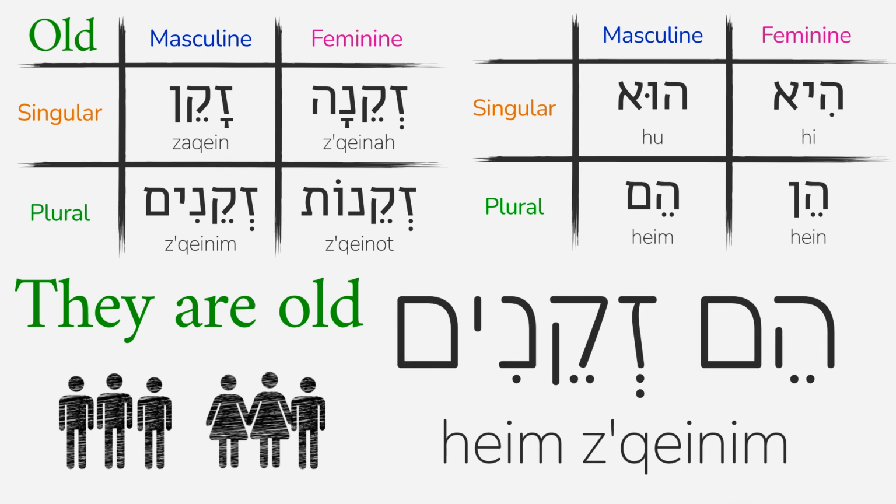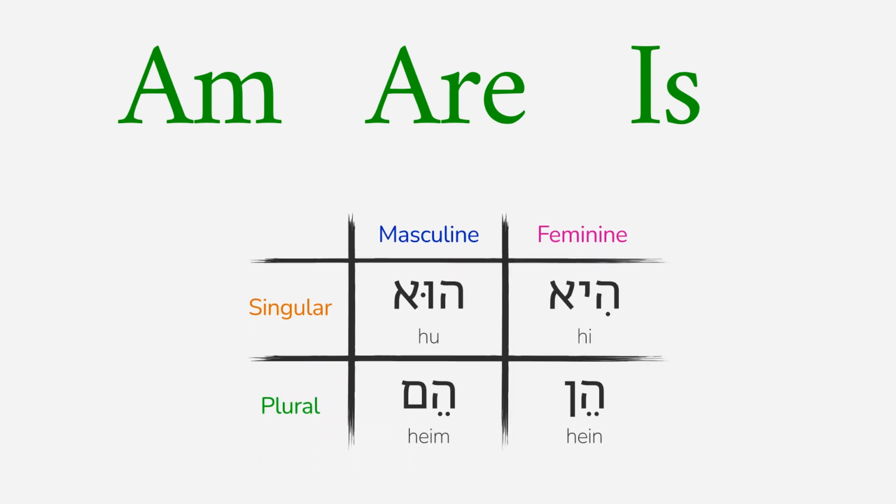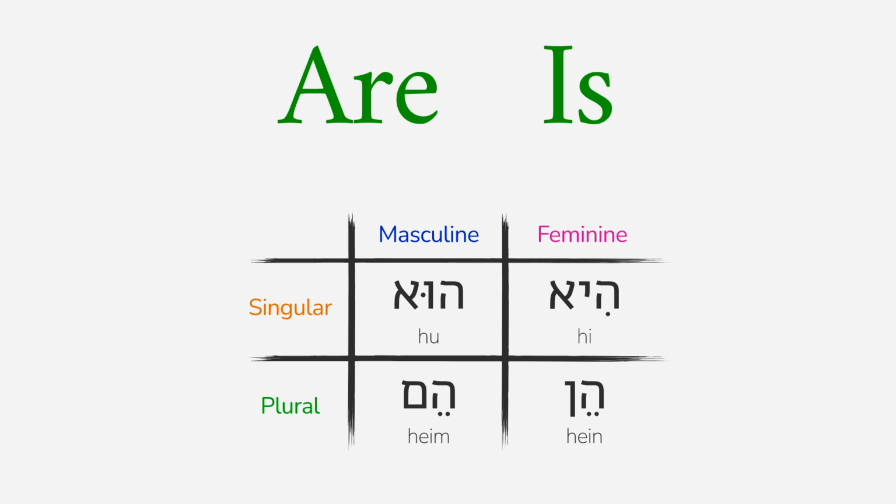In Hebrew, there is no present tense of the verb to be, am, are, or is. However, the pronouns hu, he, haim, and hain can act as the words is and are. Using these words as is or are is especially helpful when we have a sentence that has a structure of noun or adjective. For example, children are fast.